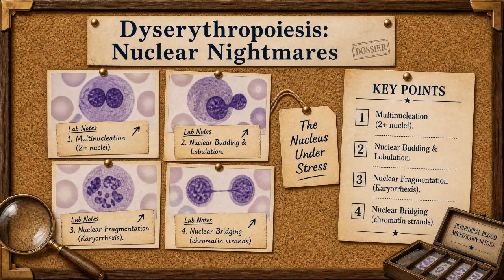Your ability to meticulously identify and document these nuclear nightmares, the buds, bridges, and fragments, is absolutely crucial for the accurate diagnosis of dyserythropoiesis in MDS. These are not subtle findings, and they are direct evidence of the ineffective and dysplastic hematopoiesis occurring in the bone marrow. Next, let's look at the cytoplasmic side of things.